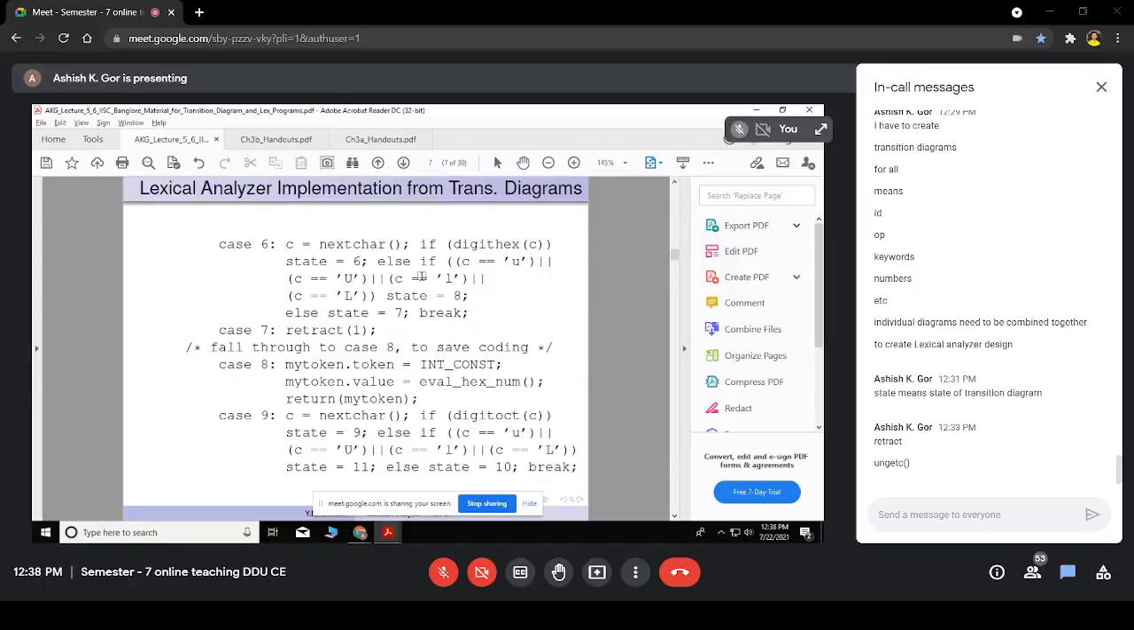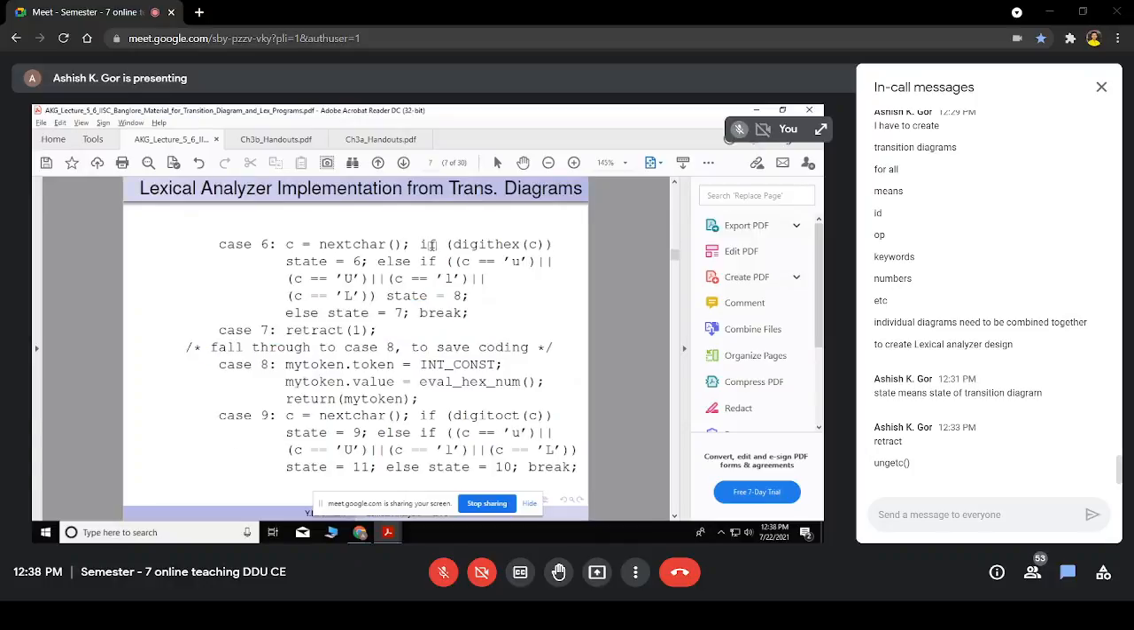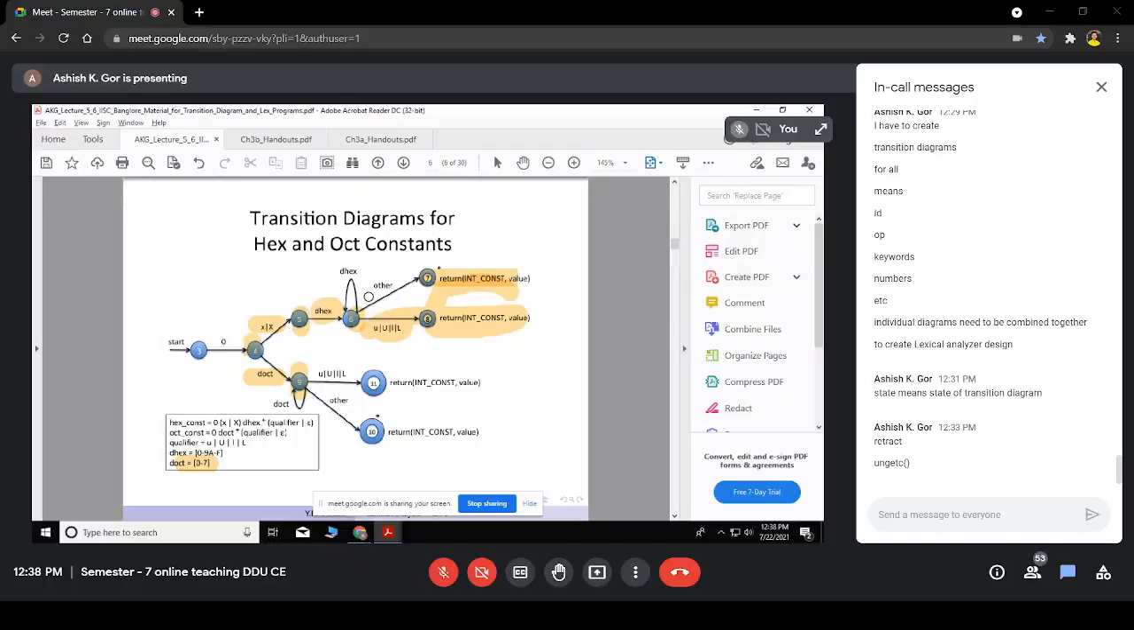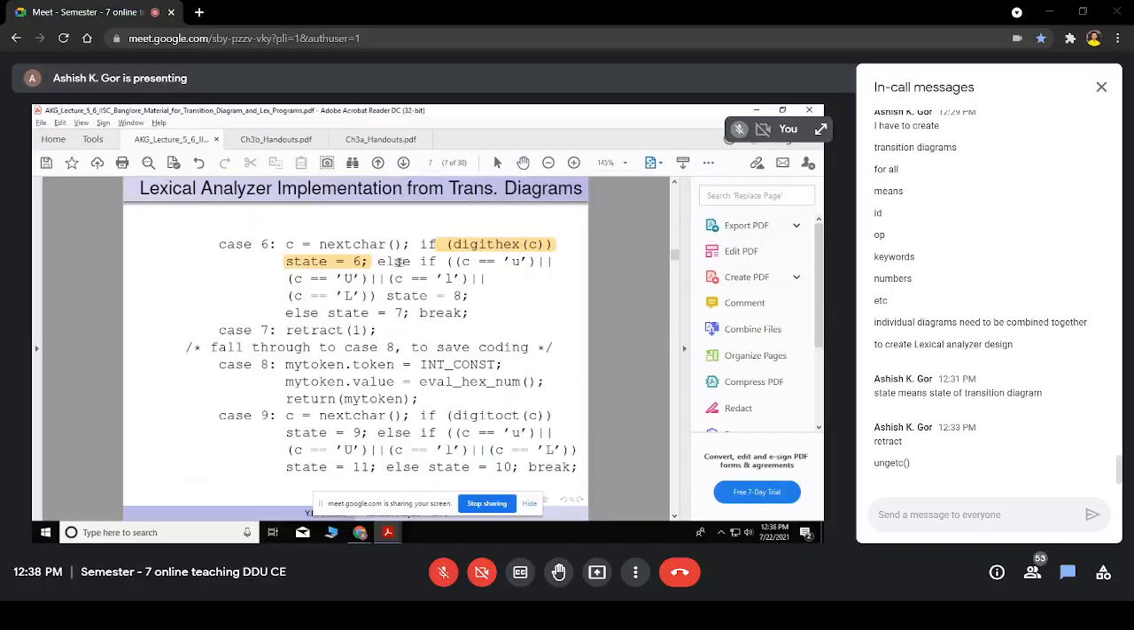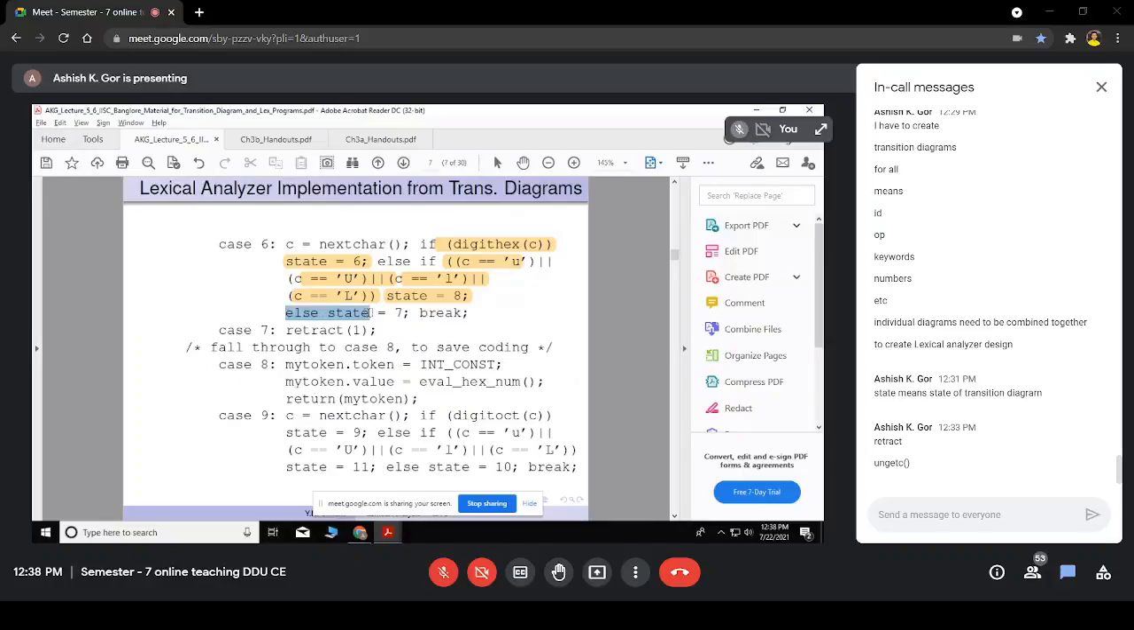So you see, on 6, if the next character is a hexadecimal digit, you remain in the 6th state. Else if it is something like U, these are qualifiers, or capital U or L or capital L, then you move to state number 8. Otherwise, you move to state number 7. If there is nothing like U or capital U, qualifiers are not compulsory.